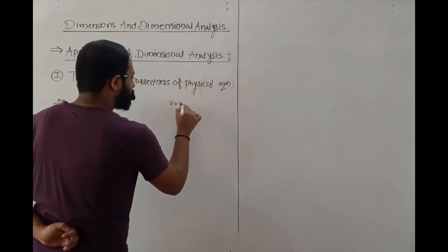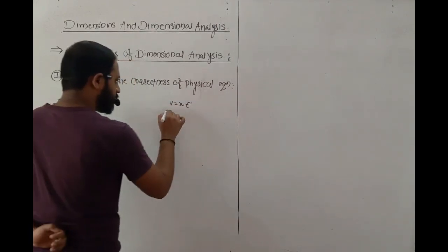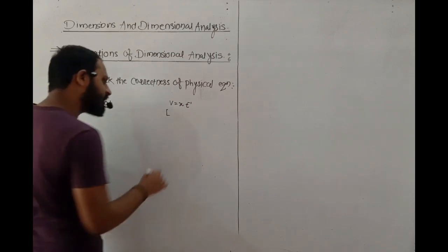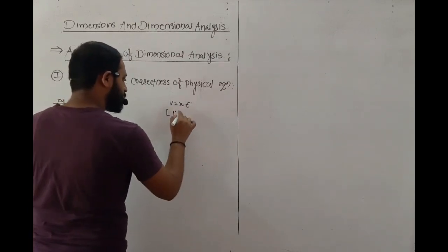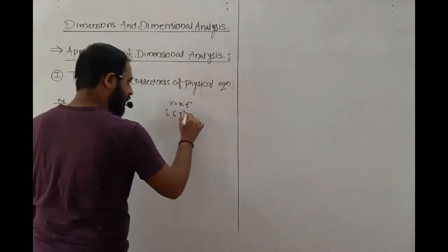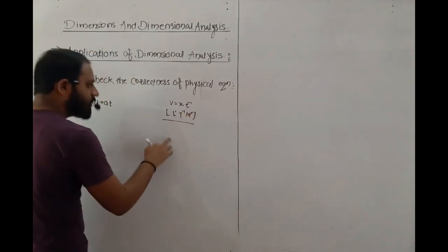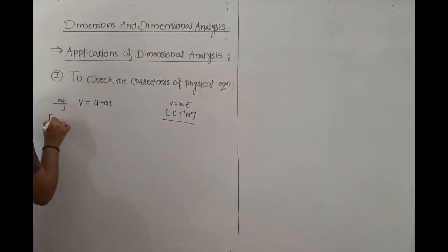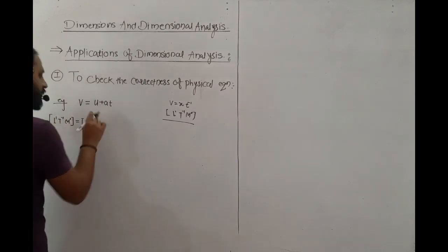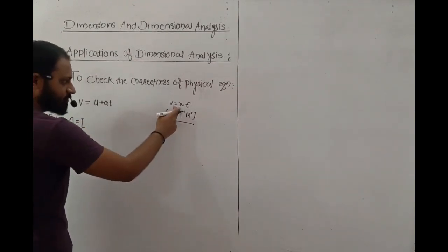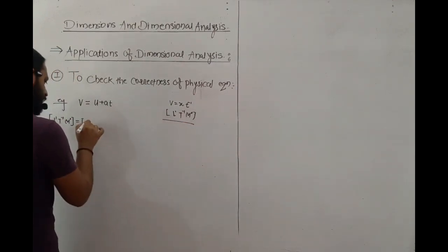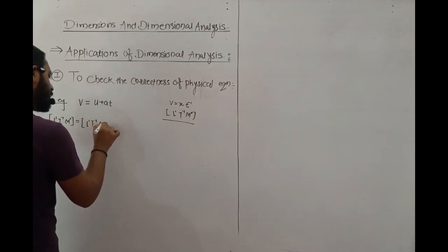Now see, this is velocity. You know velocity is displacement per unit time, so I can write the dimension. X is nothing but distance, and distance is nothing but length, therefore L power 1, T power minus 1. Here M is 0, therefore L1 T minus 1 M0. This is the dimension for velocity v. And u is also velocity, displacement per unit time, therefore the dimension for u is L1 T minus 1 M0.